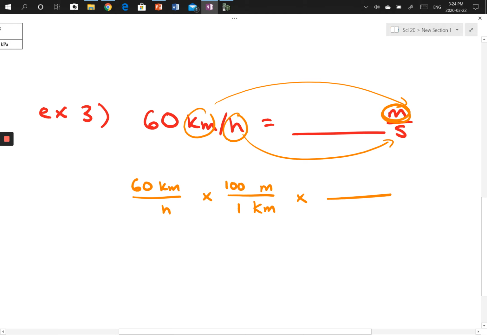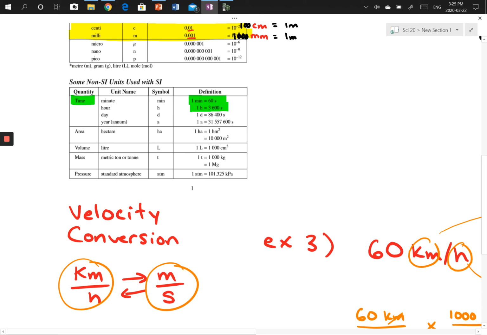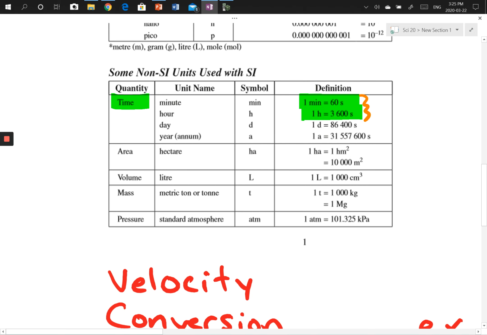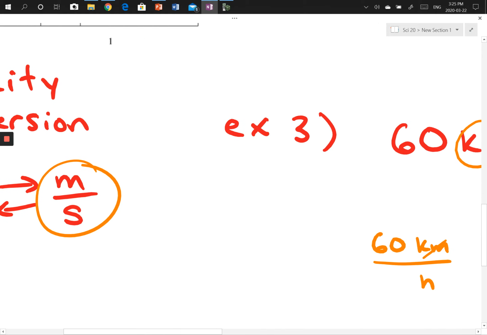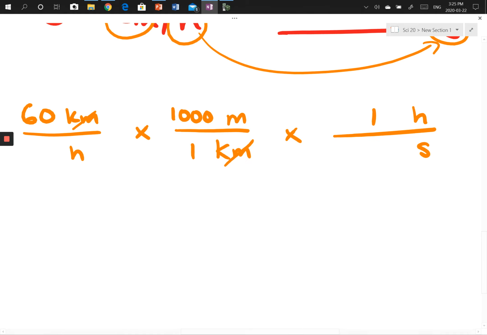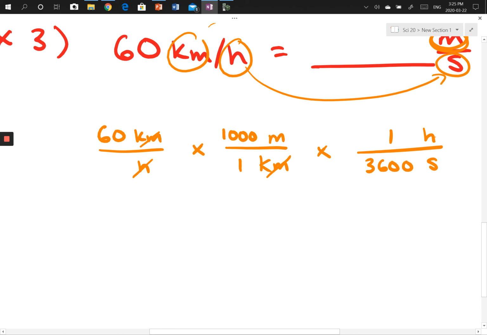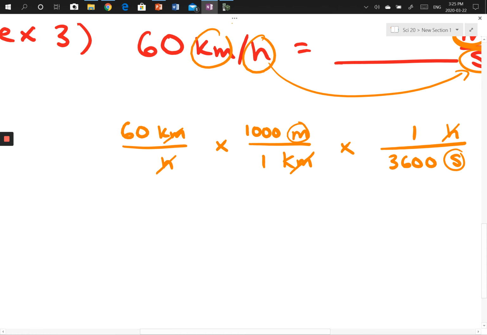So I need to change my hours to seconds. I want to get seconds on the bottom, so I'm going to put seconds down here and hours up here. Now, I need to know an equivalency here. How many seconds are in 1 hour? I actually have that in my data booklet. If I look back up here on page 1, this information tells me that 1 hour is 3,600 seconds. So I'm going to put my 3,600 seconds in there. As we see, hours are going to cancel out, and I'm going to end up with meters over seconds.